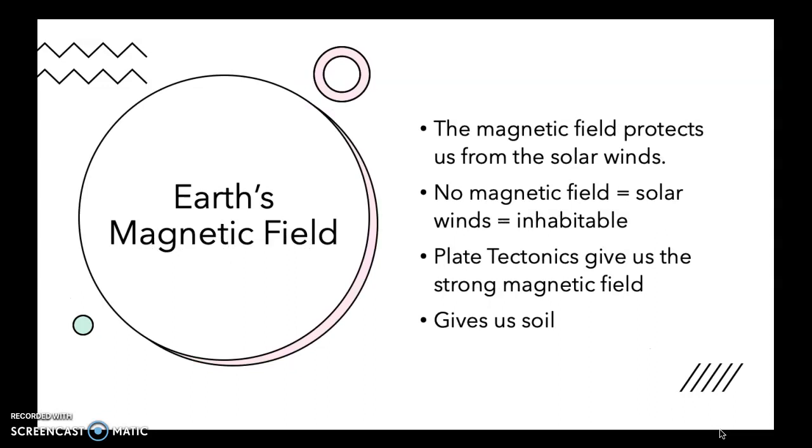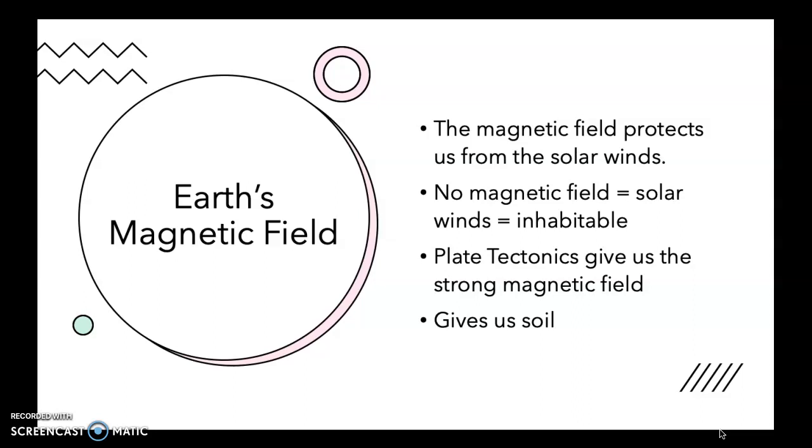Looking at the Earth's magnetic field, Earth's magnetic field protects our planet from solar winds. If we did not have the magnetic field, we would obviously be affected by those solar winds, which is what would make us uninhabitable. And how we have such a strong magnetic field is through the plate tectonics that we discussed in our previous sections of this course, and the core of our planet and the plate tectonics gives us that magnetic field.